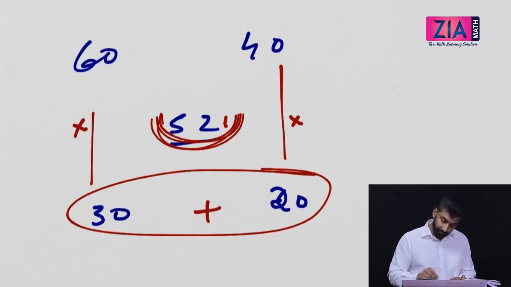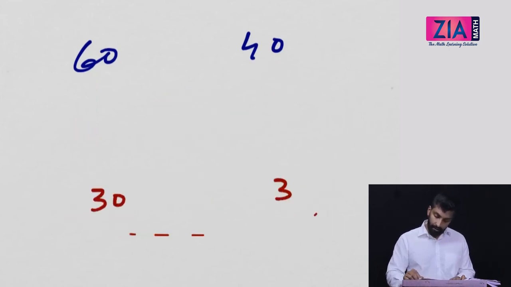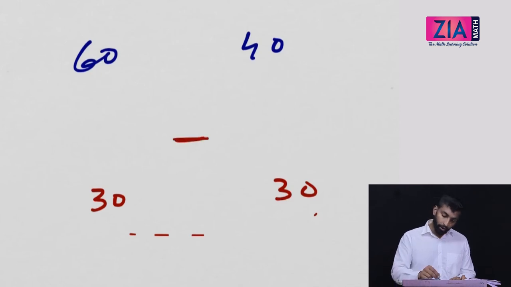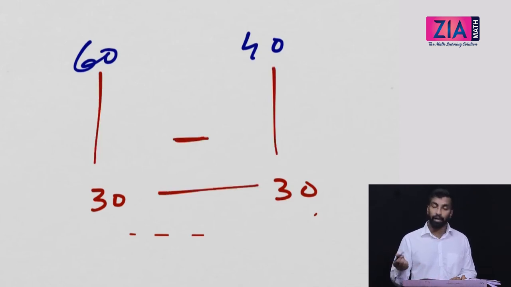Now sometimes, what if this is 30 and this is 30? You don't want to multiply and add and all, right? You just take the simple average, 60 plus 40 divided by 2.